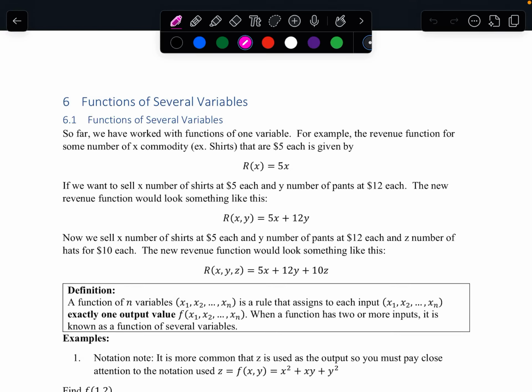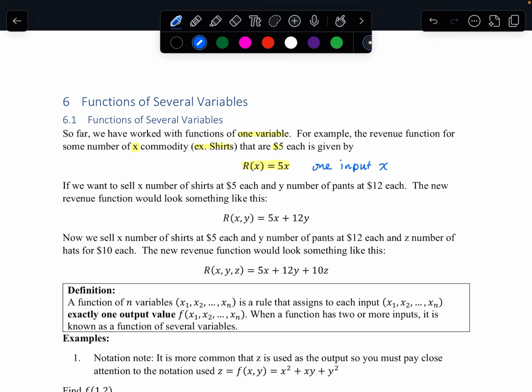In this handout, we're going to talk about functions of several variables. Essentially, when we were first starting to work with functions, we worked with functions of one variable. For example, a revenue function where we sell X commodity, maybe a shirt. They're $5 each. So we're given this function R of X equal to $5 times however many shirts we sell, X. And so we have one input, just X.